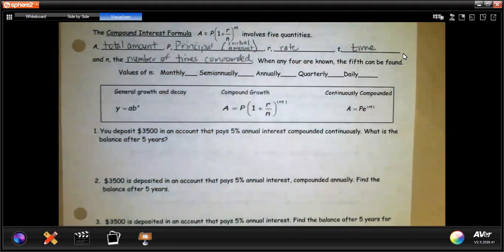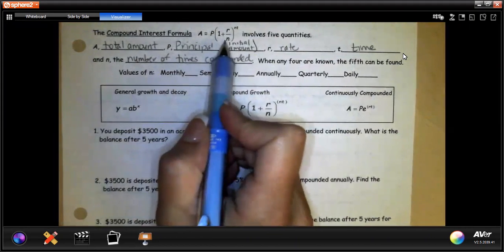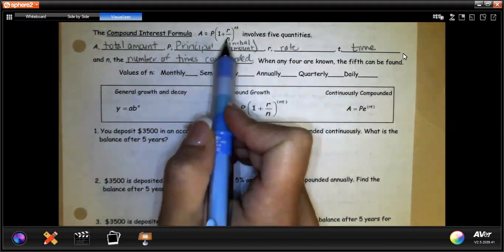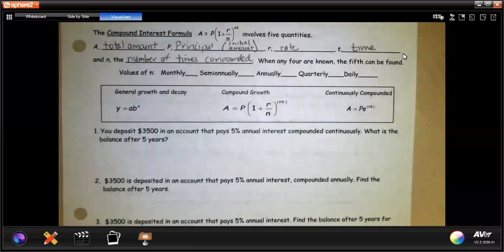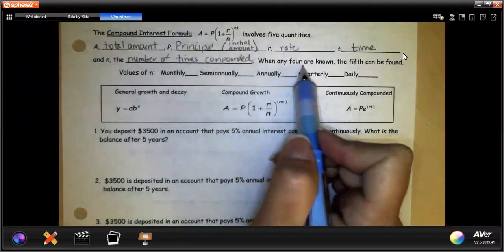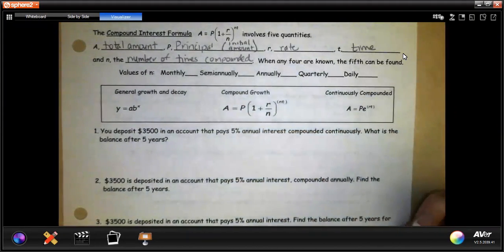That part's really important because you're only going to use this formula when it says it's being compounded. Other than that, we would go back and revert to our basic equation, y equals a times b to the x, or our y equals a times 1 plus or minus r to the t power. But if it says that we are going to compound it, then you must use this formula. And the number of times you compound is going to be that n value. It says when any 4 are known, the fifth can be found.